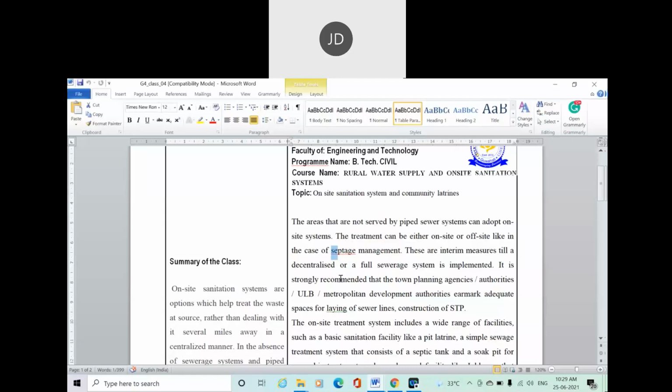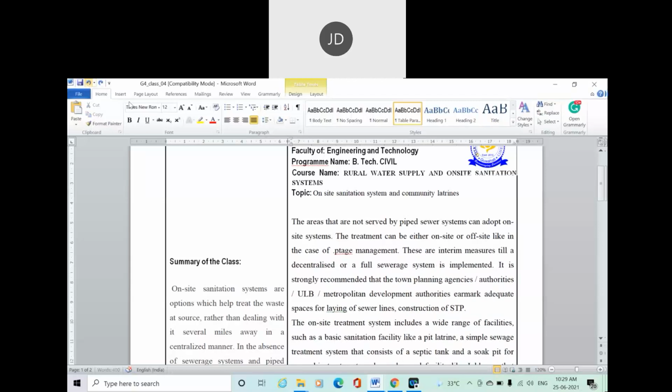These are interim measures till a decentralized or a full sewerage system is implemented. So you can say adoption of a septic tank is a kind of backup plan, or on-site sanitation itself is a backup plan.